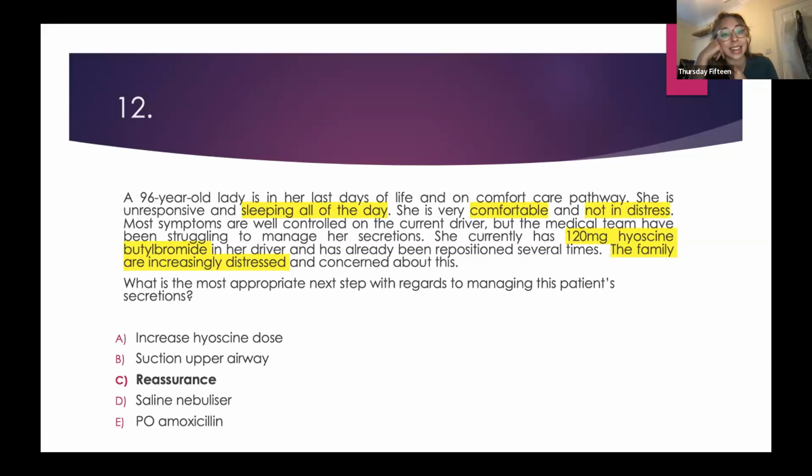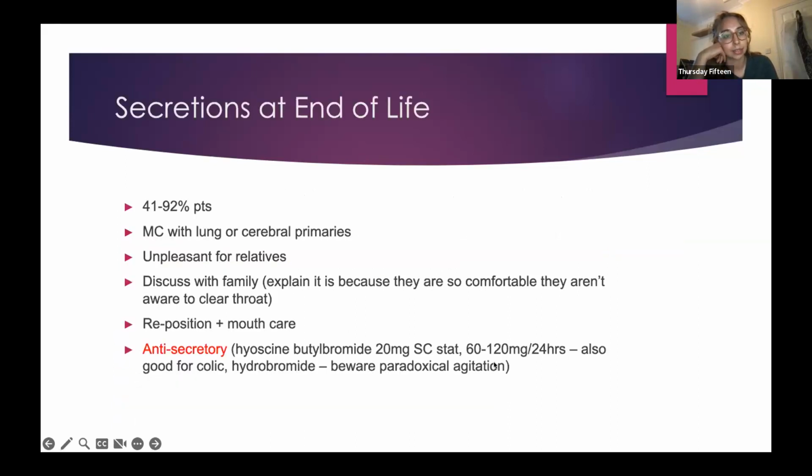Putting the patient on a saline neb again might just distress the patient. At this point, she's likely too weak to clear any secretions that we loosen up anyway, so they'll all just sit there. And oral amoxicillin, so this lady is on comfort care. We're not giving her active treatment, whether she had an infection or not. So just reassuring the family in this instance.